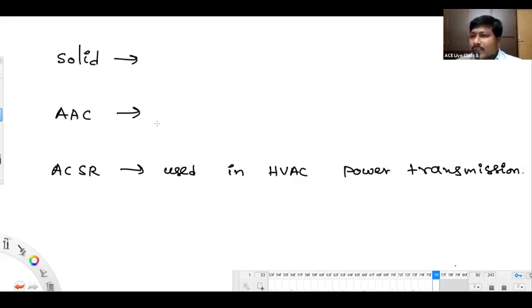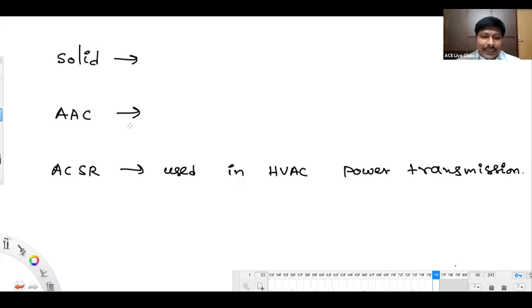But what's the problem with solid? Tensile strength is very high. Transportation of a solid conductor is very difficult. So to make transportation easy, you might be shifting from solid to AAC. Okay, we came to AAC. After coming to AAC, the problem is again that sag is more. To reduce the sag, we have to move again to the ACSR conductor.